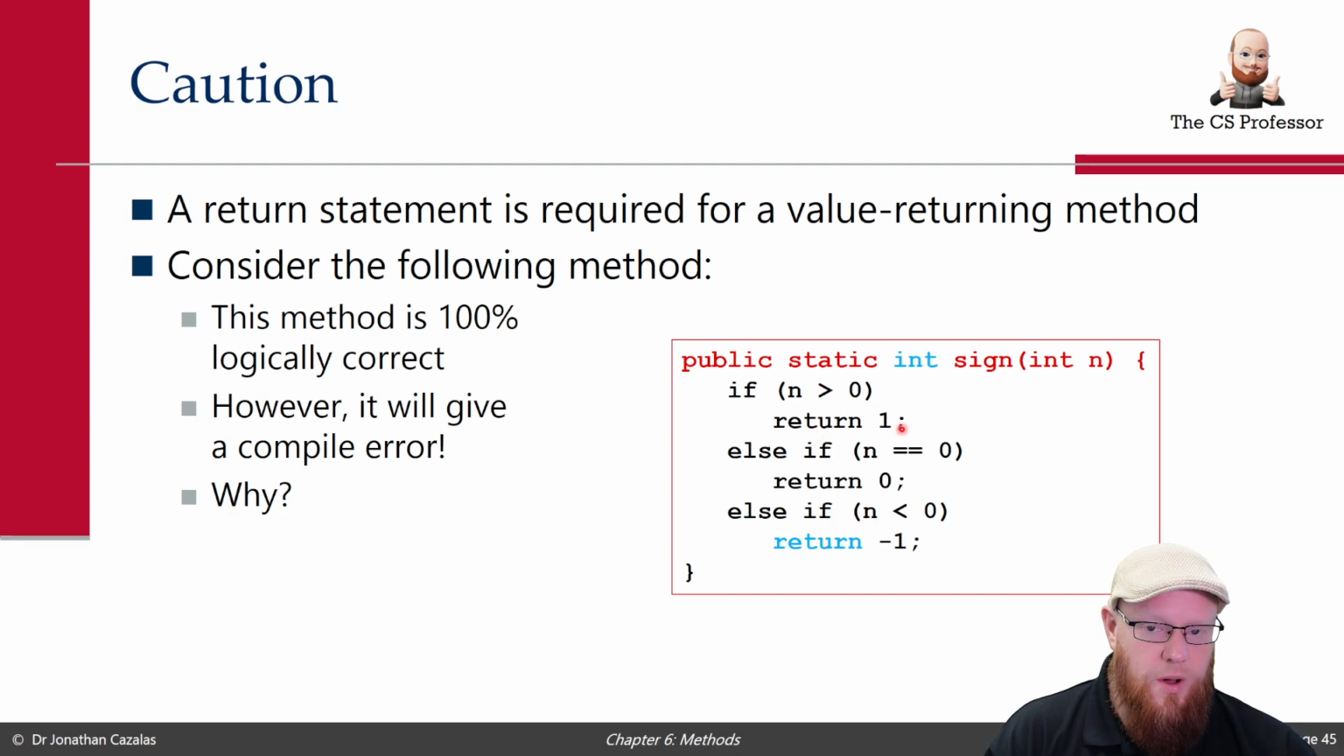So if it's positive, return 1. If it's 0, we return 0. Else, if it's less than 0, we return -1. This code is perfect logically, 100%. But we will get an error if we try to compile this code. We can't even run the code. We will get an error. I want you to reflect on why. Why would we get an error? So pause and think with me for a moment on what would possibly be causing an error right here on this code.